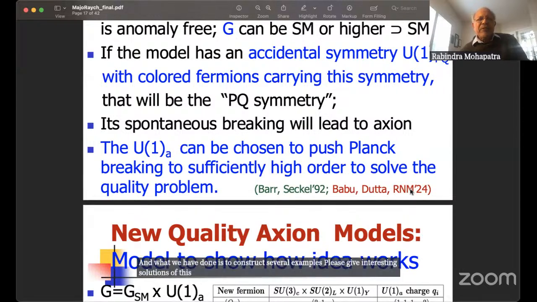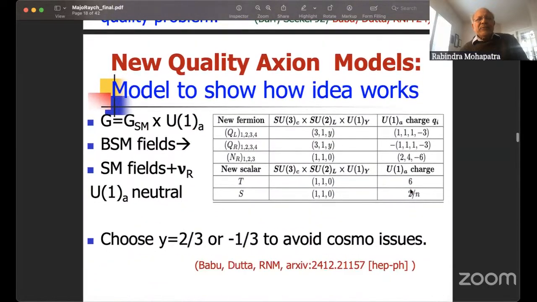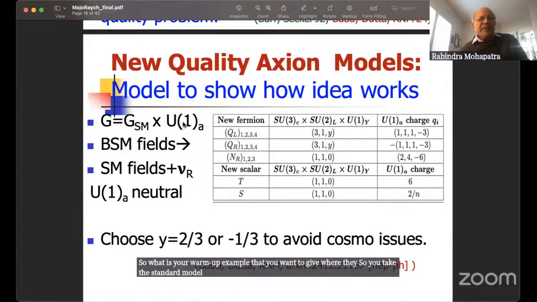Okay, and I will first give you a warm-up example, and then I will give you the real example which we are very happy about. So what is the warm-up example that I want to give? Well, you take the standard model, and then you take a gauge symmetry, which is U(1)_A, but better make sure that it is anomaly free. And there are not that many examples that you can construct like that.